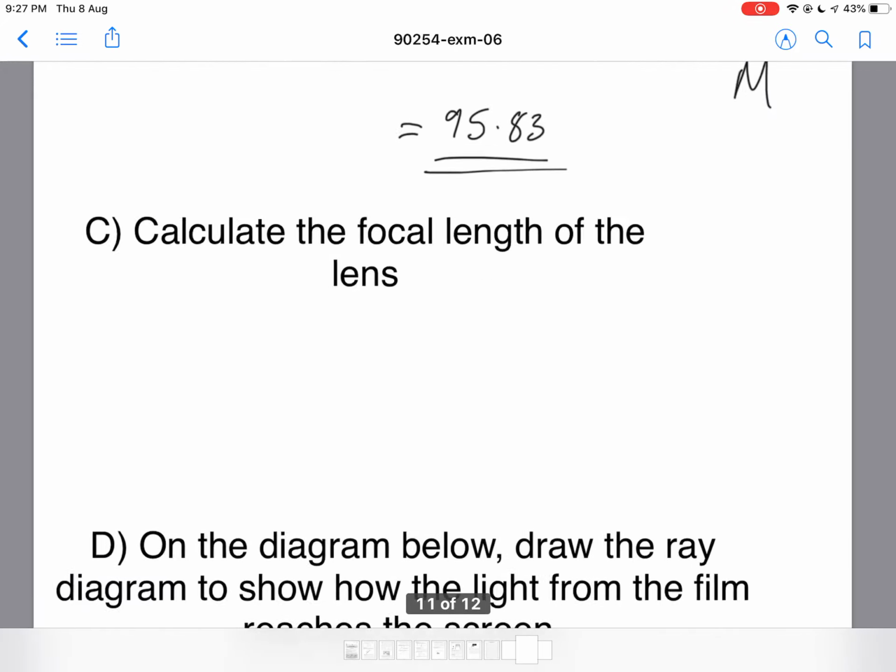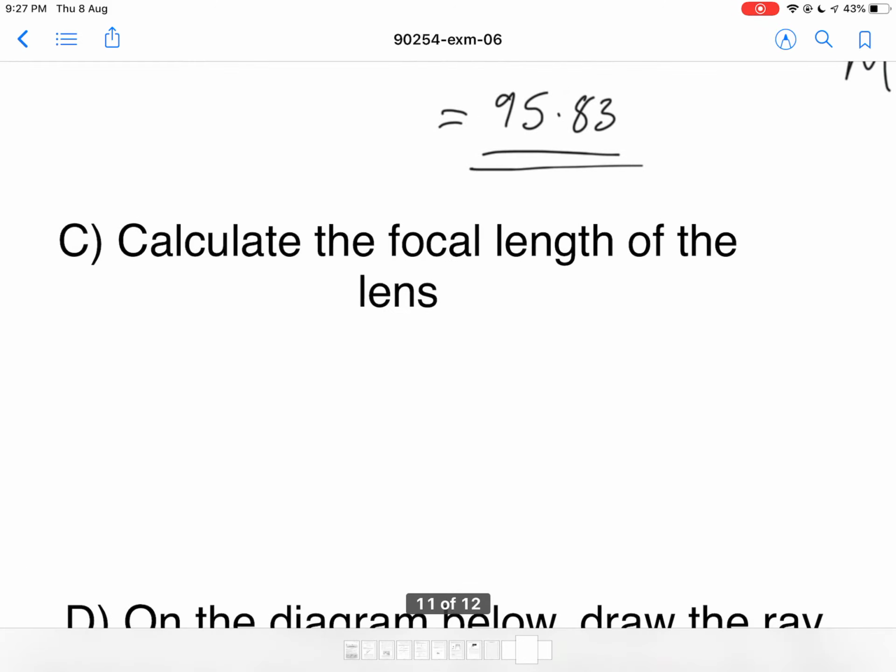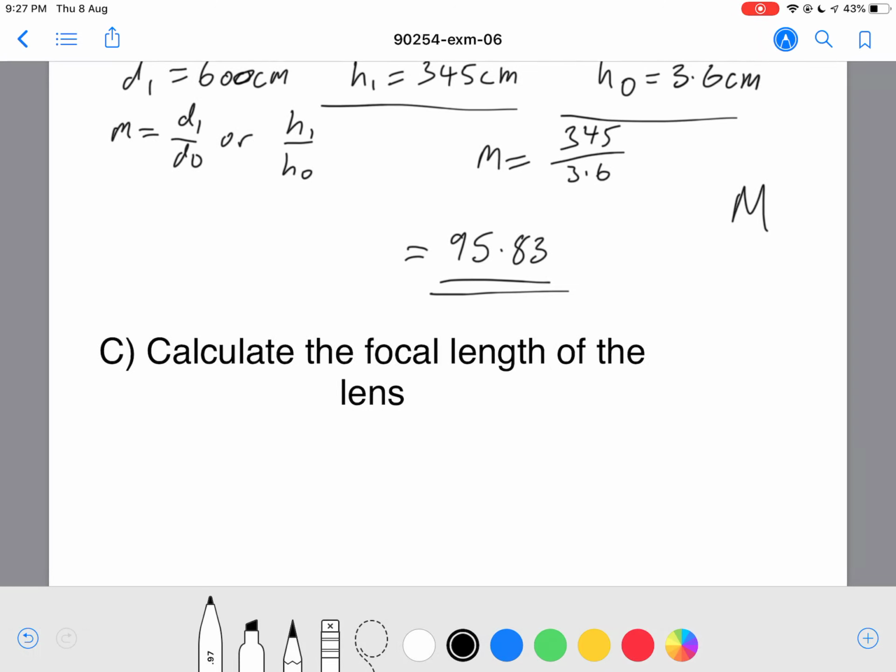Calculate the focal length of the lens. Once again, we're going to note down the variables we know. DI equals 600 centimeters, HI equals 345 centimeters, HO equals 3.6 centimeters, and we also know from the last calculation that magnification equals 95.83.